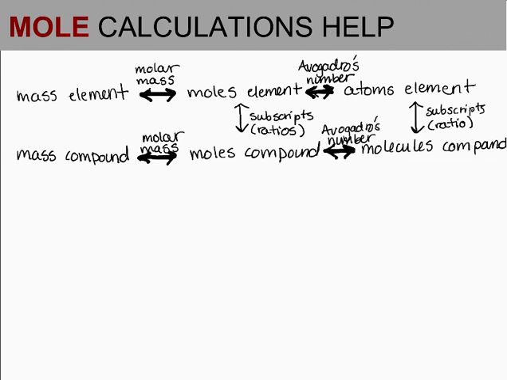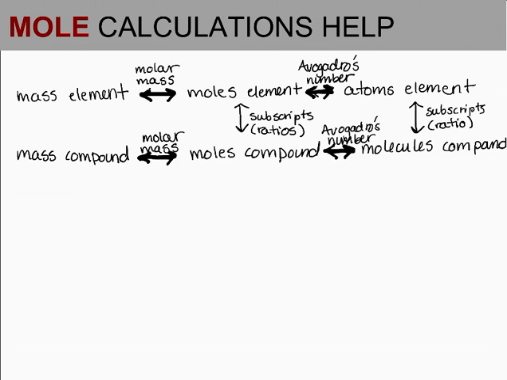Now, unfortunately, we cannot convert between mass of an element and mass of a compound directly. We have to go through moles first. So masses do not directly correlate with each other, but amounts of elements or amounts of compounds do. And we kind of saw this in the last lecture where even if you have 1 mole of a compound and 1 mole of an element, they're going to have different masses because atoms do have different masses.